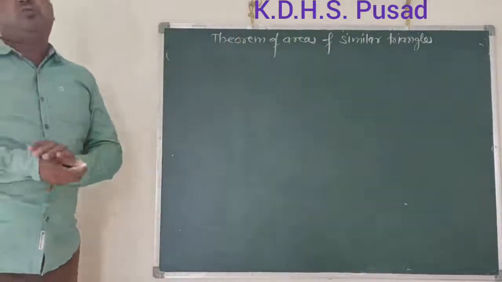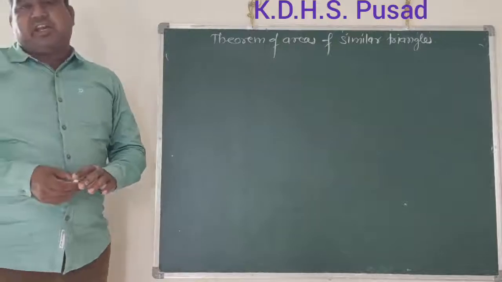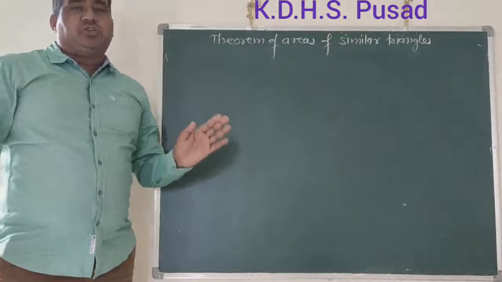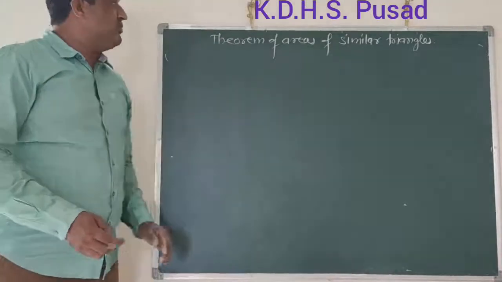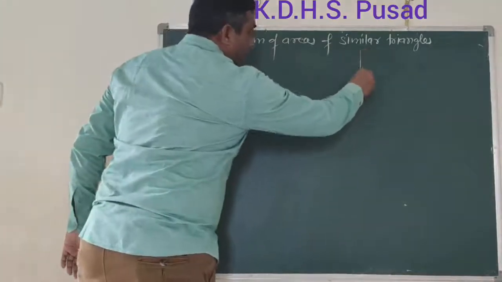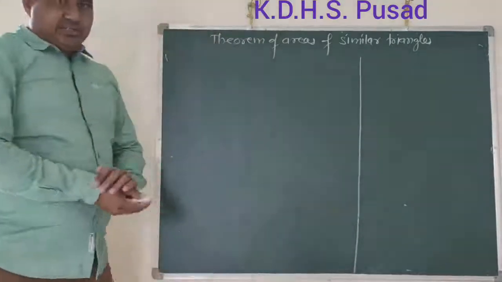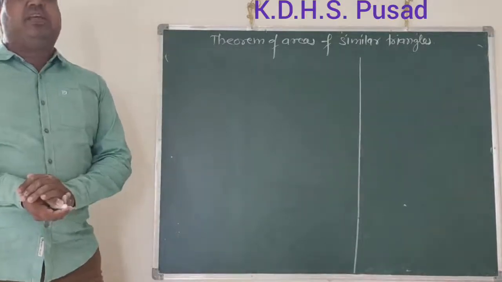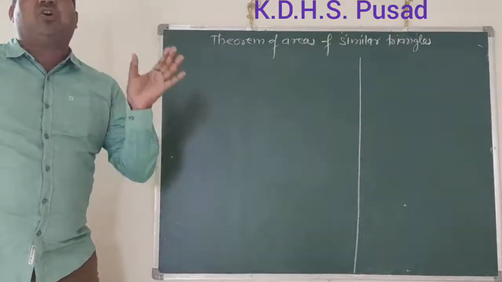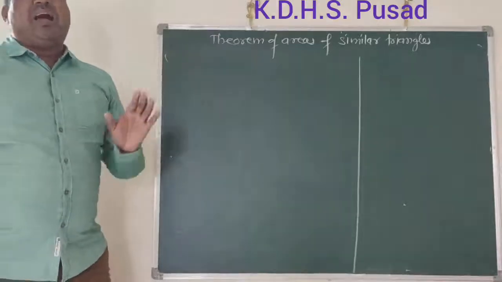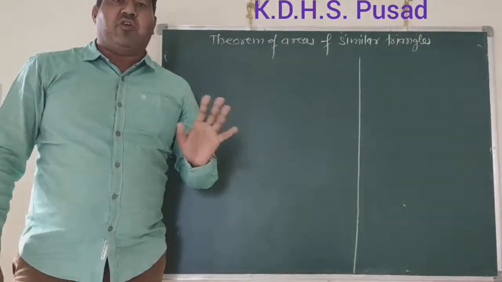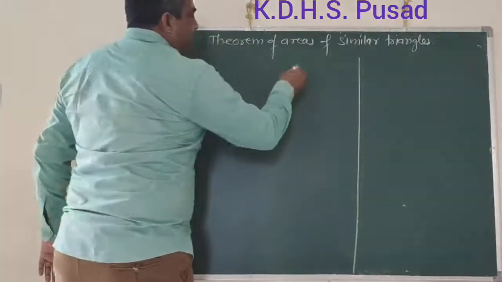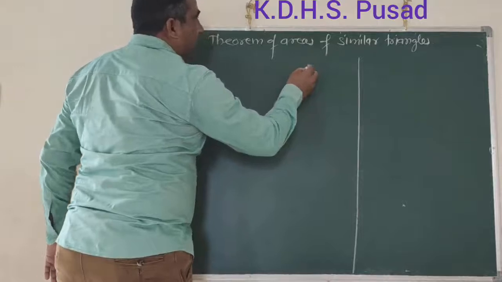The theorem is: when two triangles are similar, then the ratio of the areas of these triangles is equal to the ratio of the squares of their corresponding sides. Again, I repeat the theorem. When two triangles are similar, then the ratio of areas of these triangles is equal to the ratio of squares of their corresponding sides. So for our convenience, here I have drawn the diagram first. Ratio of areas of two similar triangles.